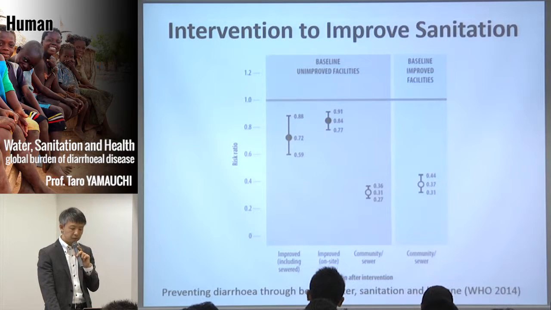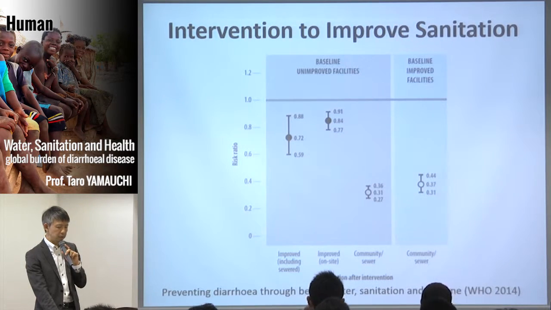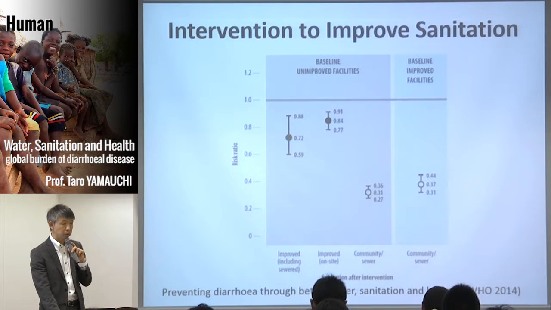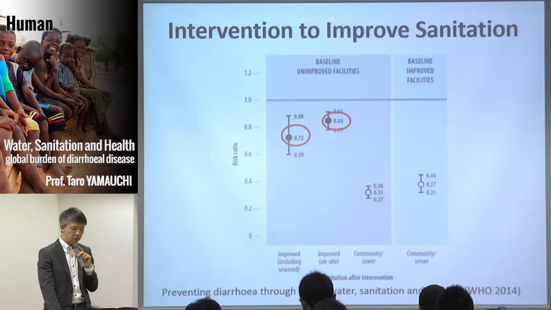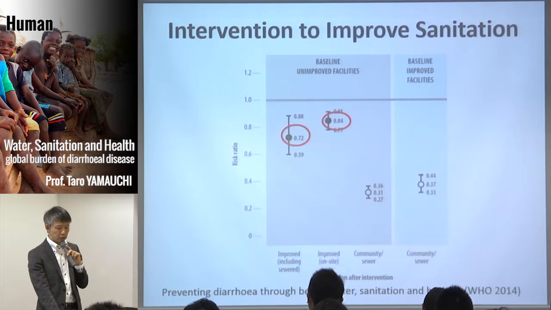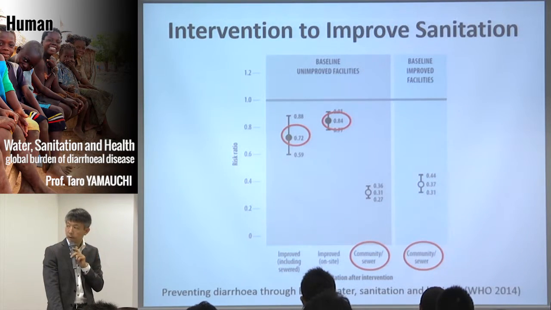Impact of the intervention to improve sanitation. A meta-regression was used to quantify the reduction in diarrheal disease that could be achieved by implementing sanitation interventions. Notice that the risk ratio of moving from unimproved facilities to improved on-site ones was 0.84, or 16% reduction, whereas it improved to 0.72, 28% reduction on moving to improved facilities, including sewered ones. However, note that only 2 studies were available on moving from unimproved or improved to community sewer. Therefore, these figures are only for reference.